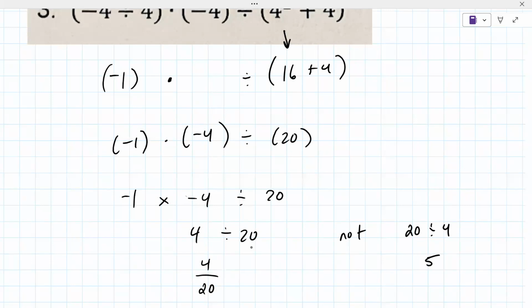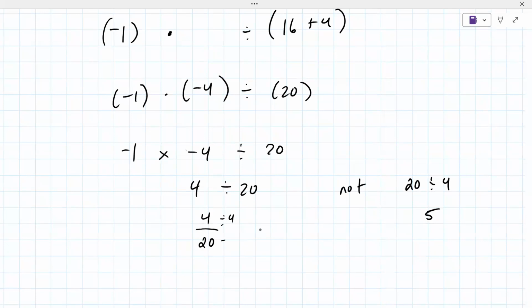Oh. So 0.2. You're dividing the top and bottom by 4. So it's 1 divided by 5, which is 0.2, yes. But this is what the instructor is looking for. Okay.